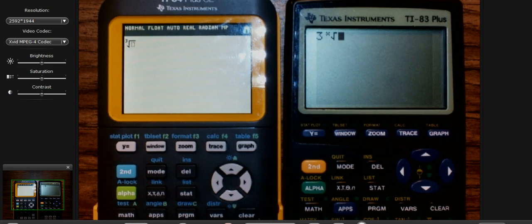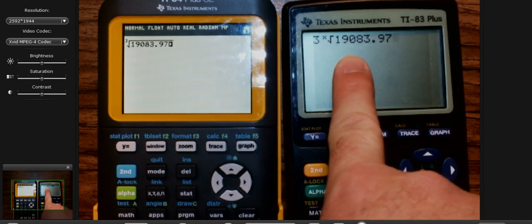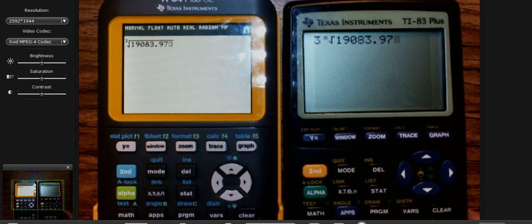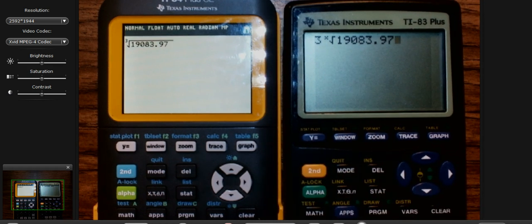Now, if I want the cube root of 19,083.97, that's all I need to do is type that in. Most of your scientific calculators are probably going to look more like that one right there. So we should end up with a diameter of 26.7. Does that help? Just hitting that math button. But type the index that you want first, and then hit that xth root. And on the scientific calculators, there's different places.